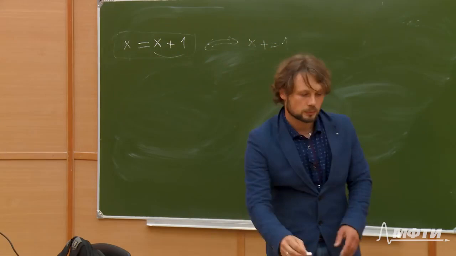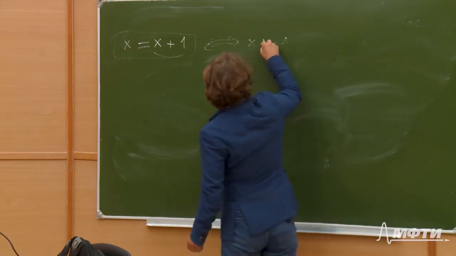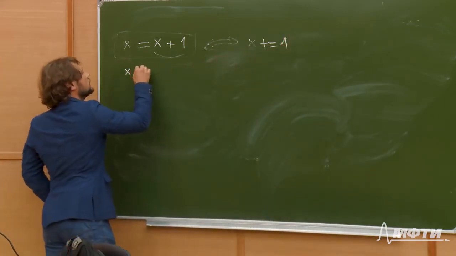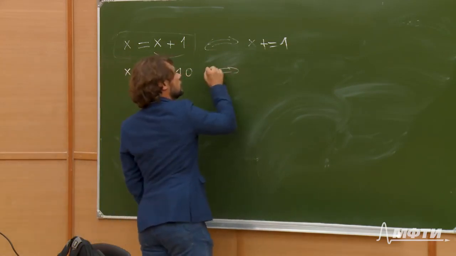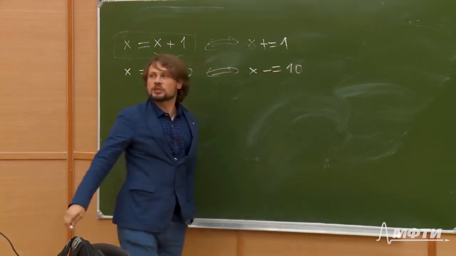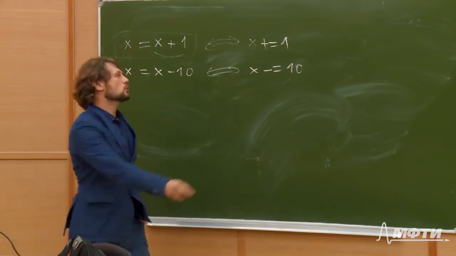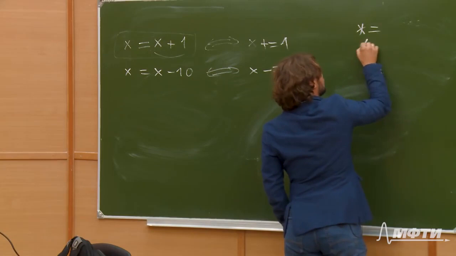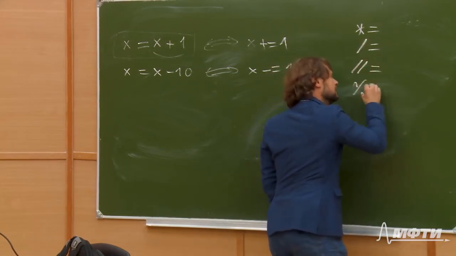Is that clear? x plus equals 1. Accordingly, x equals x minus 10. Well, this is just for example, so that you understand, right? x minus equals 10, decrease by. Is that clear? Multiply equals. What others are there? Multiply equals, divide equals.